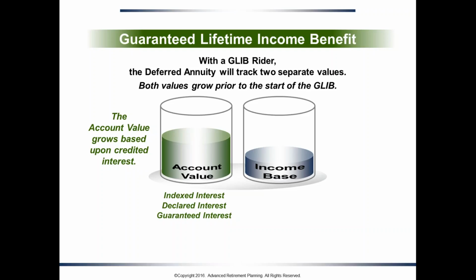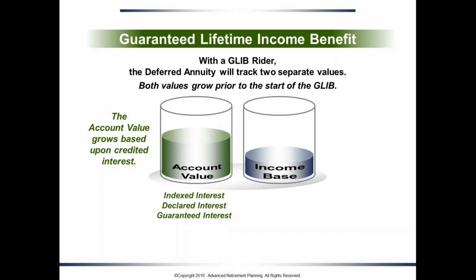So the point is that the account value functions like it would if there was no GLIB rider attached to it, okay? It's going to grow based upon an indexed interest strategy that we now understand, or however interest is being credited. The account value functions the same whether there's a GLIB there or there isn't one there, okay?